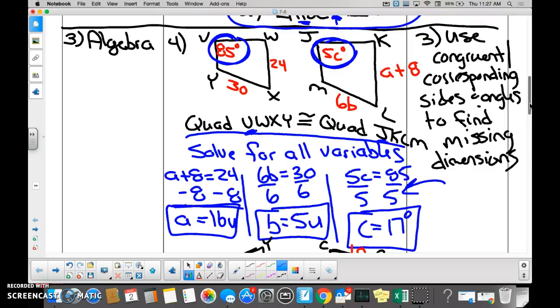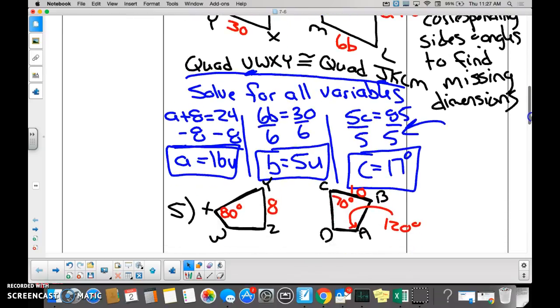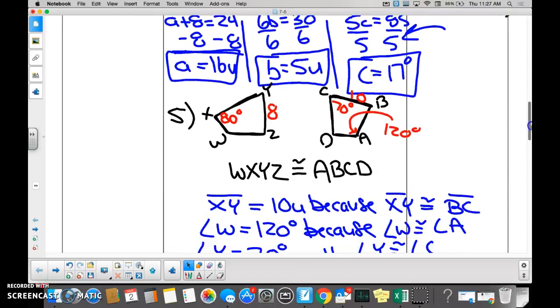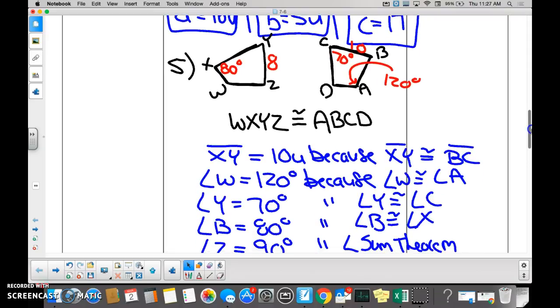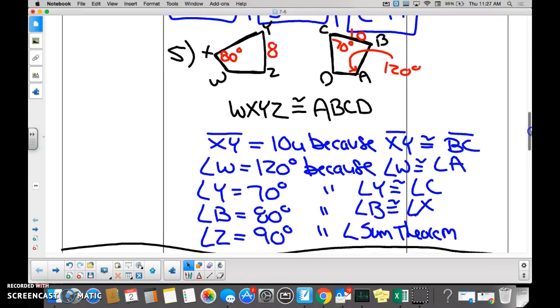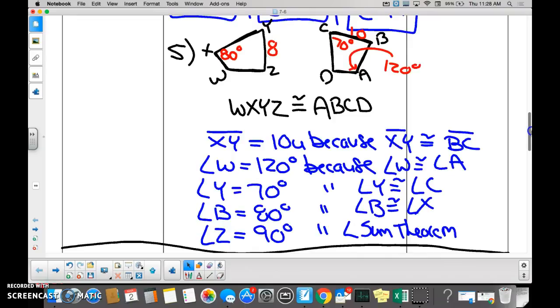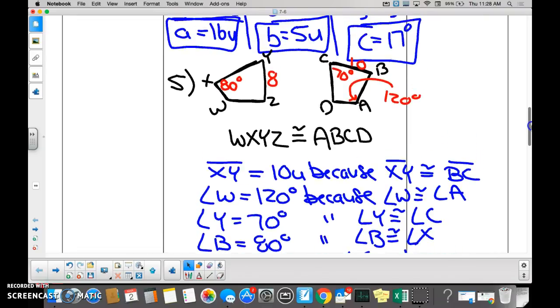When in doubt, we should always do what though? Label. When in doubt, label. Cool. And then down here, this was just number 5, very similar problem to number 4, but we explained why each of these angles and sides were what they were according to correspondence and congruency.